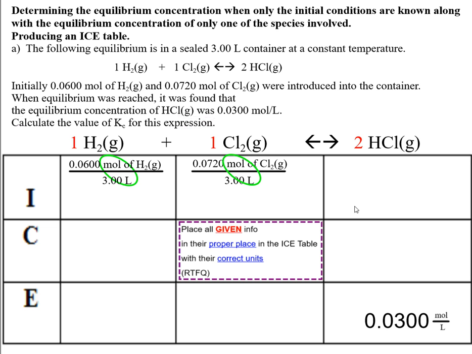So now we put it in our ice table. Right now, we fill in my ice table, placing all the given info in its proper place in the ice table with the correct units. So again, RTFQ. This 0.6 moles is for hydrogen and it's in a 3-liter container. So now I will get moles per liter. I have 0.720 moles of chlorine gas, and then in the same container, 3 liters. And then at equilibrium, the equilibrium value for HCl is already 0.03 moles per liter. No need to do division by 3. It's given in the concentration unit.